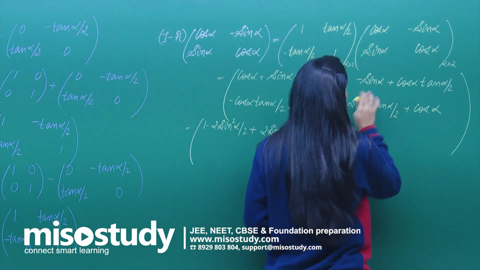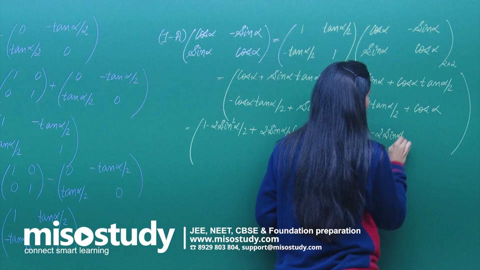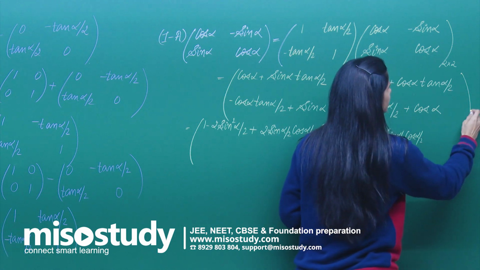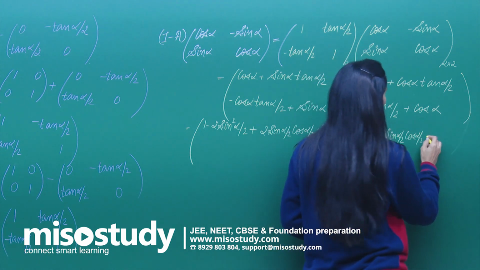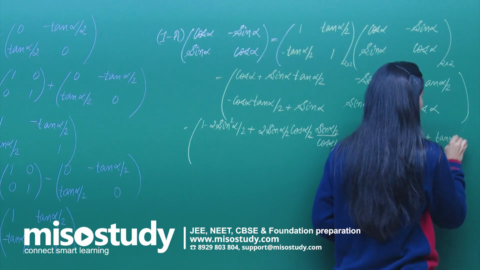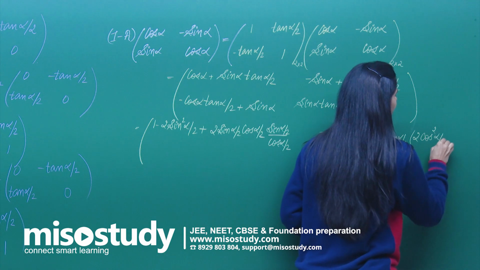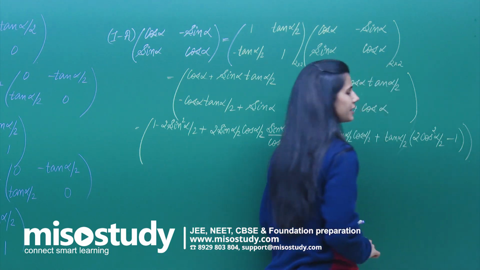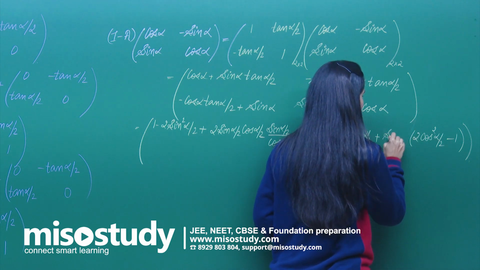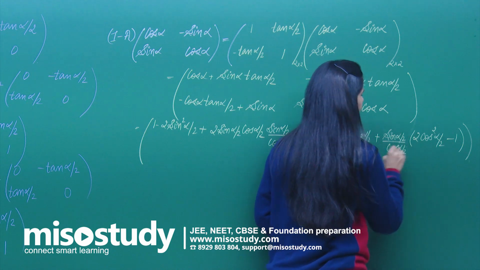In here I have minus sine alpha, so it is minus 2 sine alpha by 2 cos alpha by 2, right? That's what the identity says. And then you have plus cos alpha into tan alpha by 2. So tan alpha by 2, cos alpha can be written as 2 cos square alpha by 2 minus 1. And this tan alpha by 2 can further be dissolved as sine alpha by 2 upon cos alpha by 2.